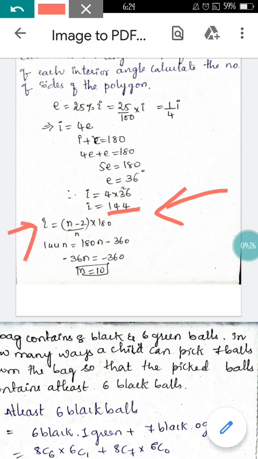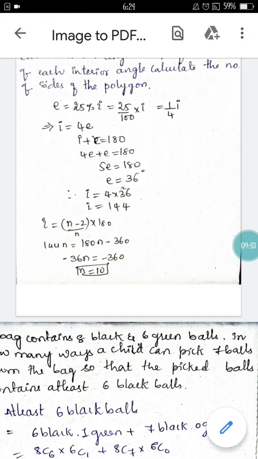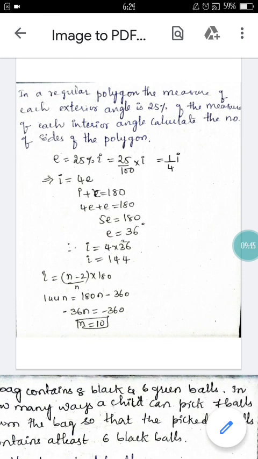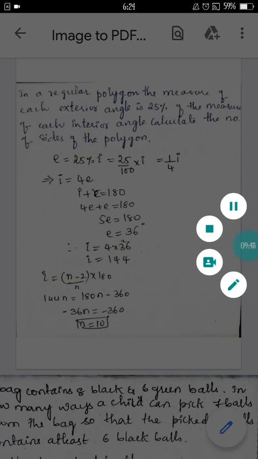Here you are having the formula for that. Total interior angle equals (n − 2) divided by n into 180 degrees there. Just put the value of I and just take the value of n from there to there. Then you are going to get the answer for n as 10. So the number of sides of the polygon here you got is 10. Now come to the next question.